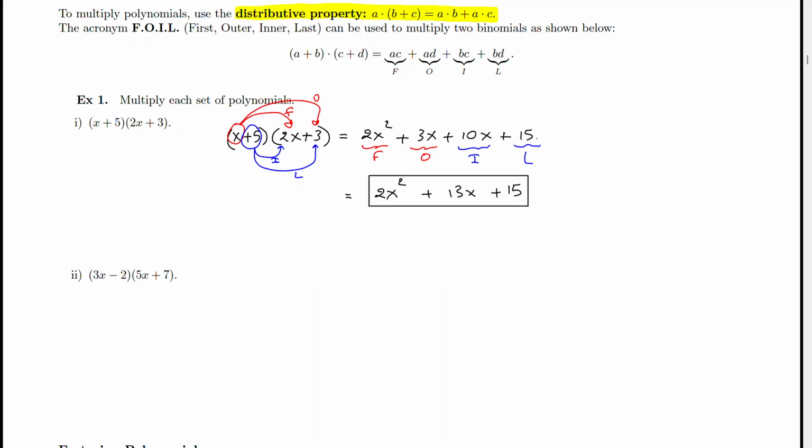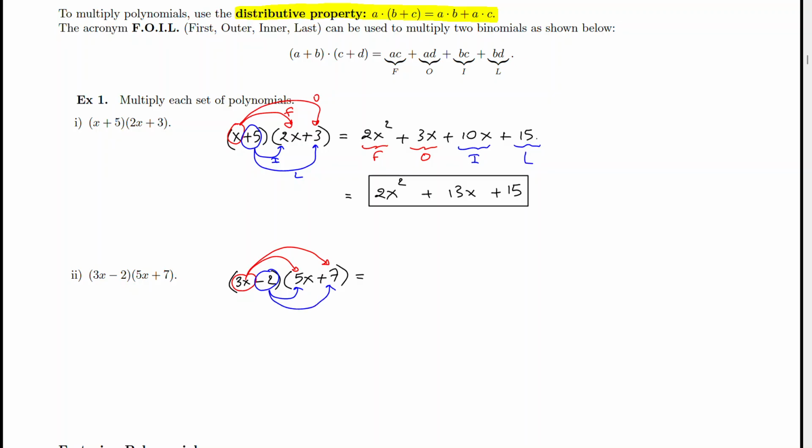Okay, so let's do this again one more time with 3x minus 2 multiplied with 5x plus 7. Take a second to pause the video and see if you can get the answer on your own before we write it together. Okay, so 3x minus 2 multiplied by 5x plus 7. Again, we will use the same pattern. Multiply the 3x in the first parentheses with the 5x, then multiply the 3x with the 7. And next, we grab the negative 2, multiply with the 5x, then multiply that with the 7.